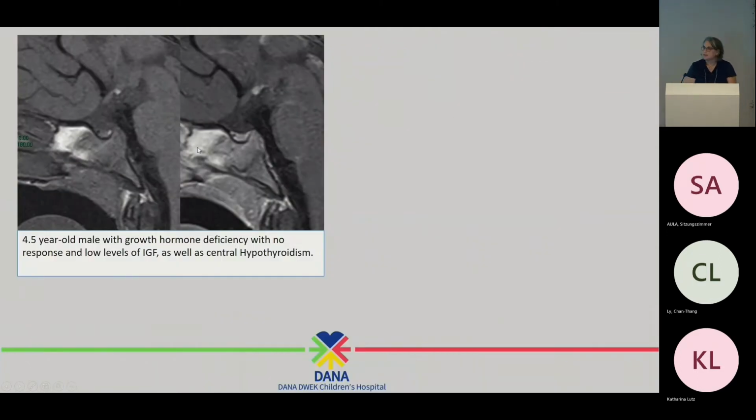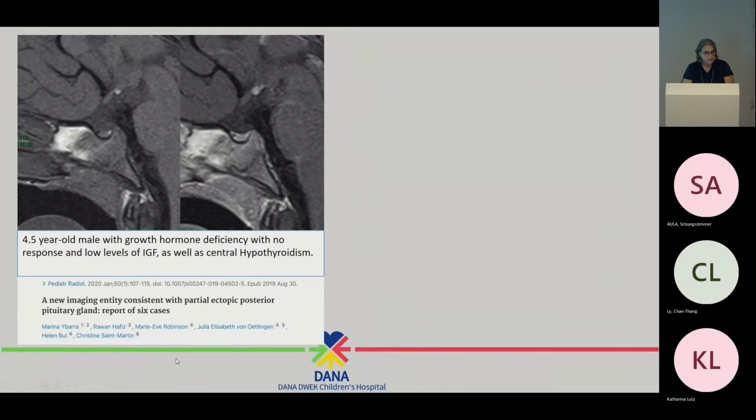This was a recent and puzzling case for me because here is an ectopic pituitary gland. We don't see any stalk, but then what is this? There is almost like another neurohypophysis within the sella. Lucky for me, this study was just published in 2020, and they described a series of 6 cases and basically coined it as another part of the spectrum of these ectopic changes.